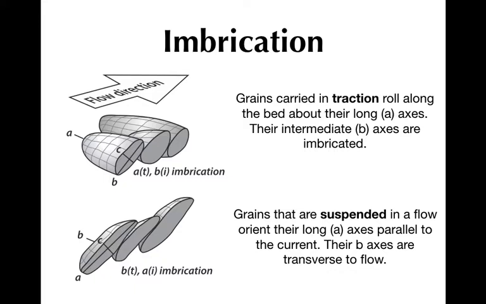The other type of imbrication, though, can occur under conditions where grains are suspended. When grains are suspended in a flow, they tend to orient themselves with their long axis parallel to the flow direction, and so you end up getting this long axis being the one that's imbricated. And in that case, we could just call this long axis imbrication. It tells you that the grains were carried in suspension because a grain wouldn't roll such that its long axis was parallel to flow.